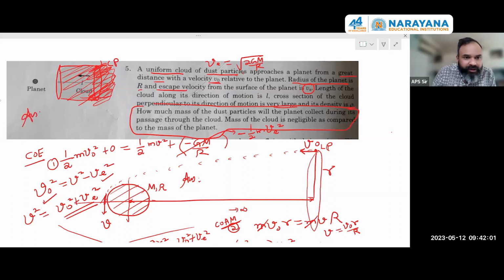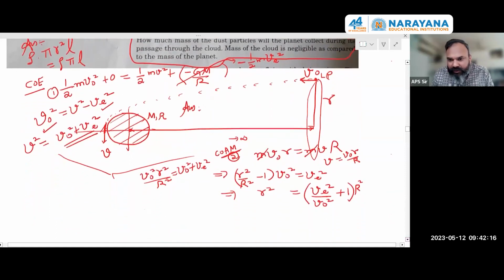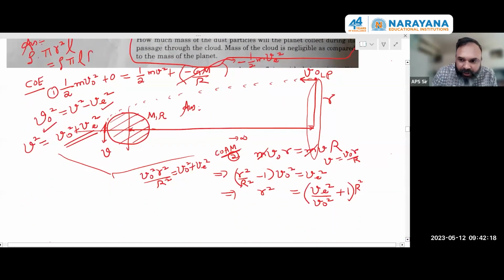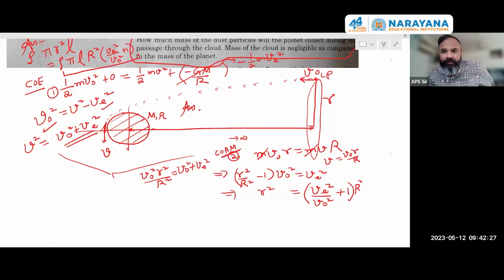So your answer for the mass should be, because the length was given as L, density into pi into small r square into L. So it should be rho pi L into small r square. And that small r square will be capital R square into VE square upon v0 square plus 1. Given all the information, you get the answer. The only thing is, while solving this problem, I knew that the orbit is hyperbolic, but I solved it without using that nature of the hyperbolic orbit.